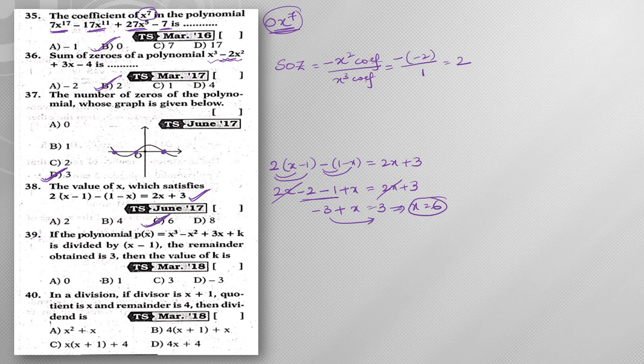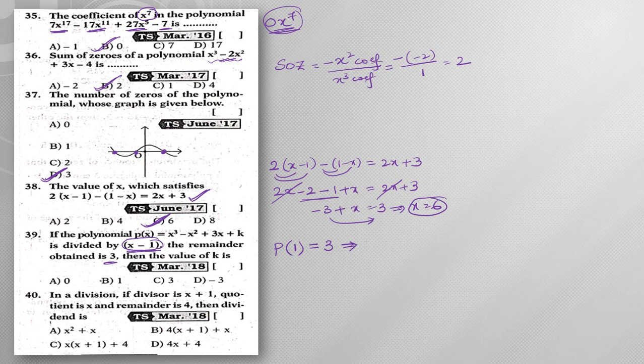Next, if the polynomial p of x is equal to x cube minus x square plus 3x plus k is divided by x minus 1, then the remainder obtained is 3. The remainder obtained is 3 means we can clearly use the remainder theorem. With what are we dividing? With x minus 1 we are dividing. That means p of 1 is equal to 3.